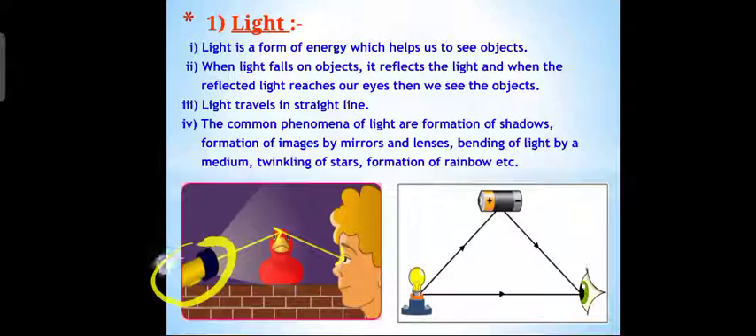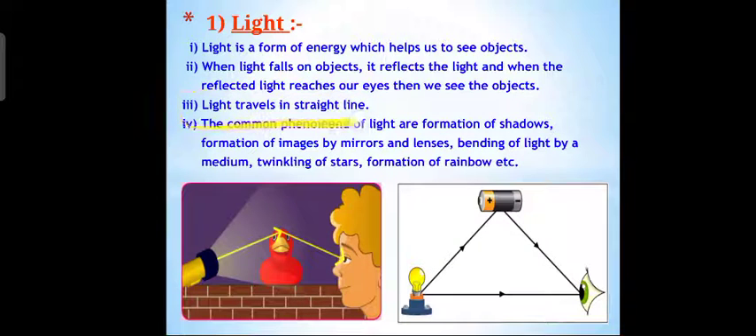Suppose there is a torch, and when you shine the torch on an object, suppose a toy hen, the hen reflects the light, or rather the reflected light comes to your eyes, and that enables you to see that there is something in the shape of a hen. A similar phenomenon is this: battery, bulb and your eye. Light travels in a straight line.